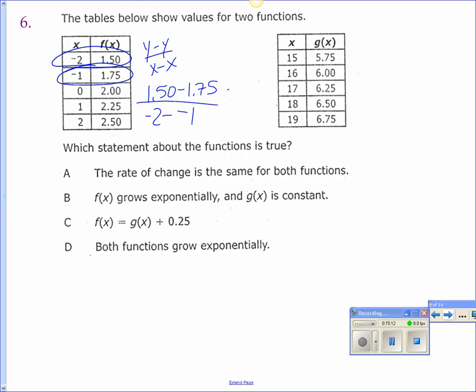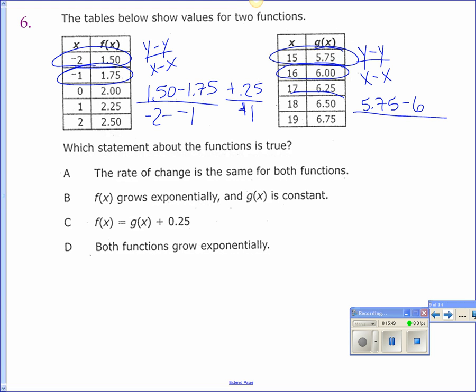So on top you get negative 0.25. What do you get on the bottom? Negative 1. And what happens to a negative over a negative? Positive. Okay. Over here we also have to do the rate of change for this one, y minus y over x minus x. Shakira, what do you want to put in for y minus y? Okay, so 5.75 minus 6.